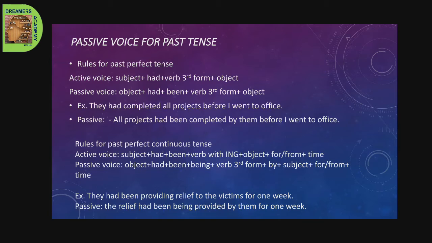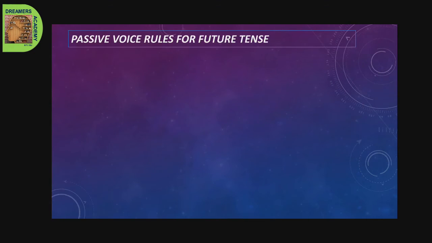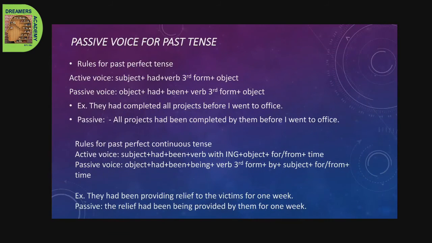Here in the active voice there is use of had and there is use of verb with ing. So in the passive voice there will be had been and being. But we should avoid the passive voice of perfect continuous tense, past or present, in writing. It is so clumsy and generally it's not used in writing.